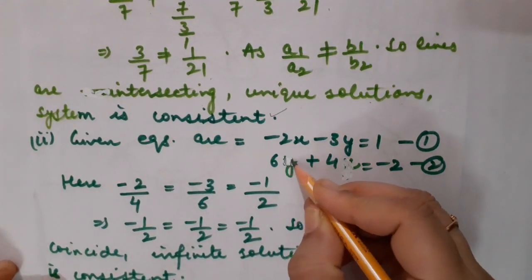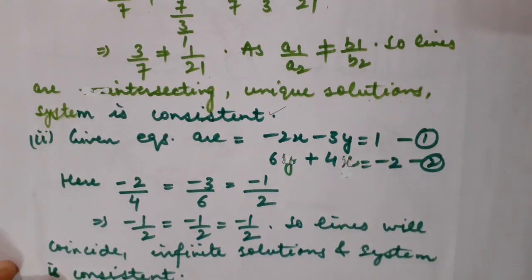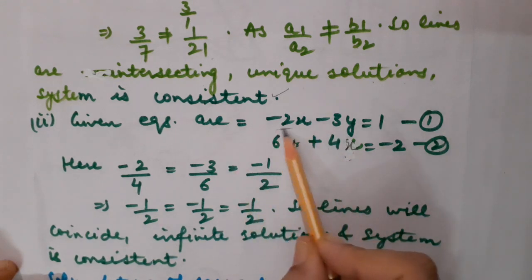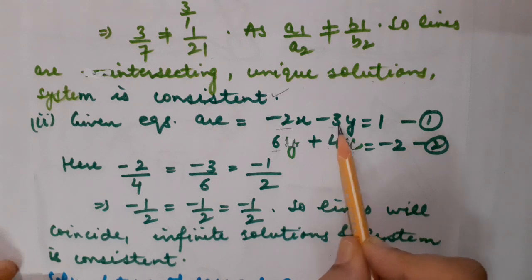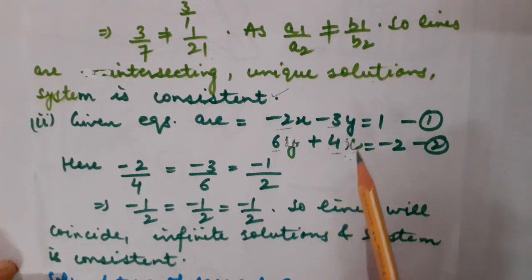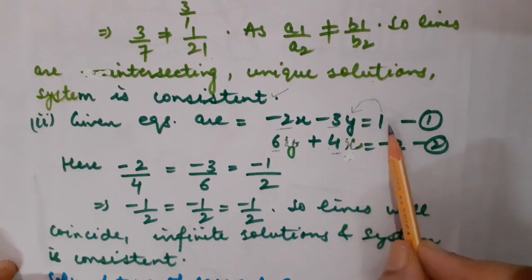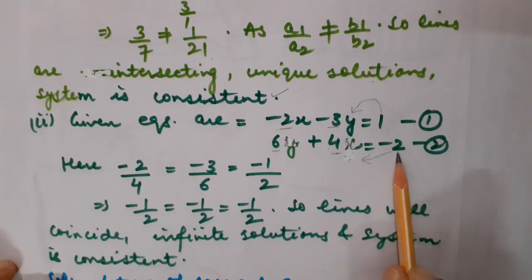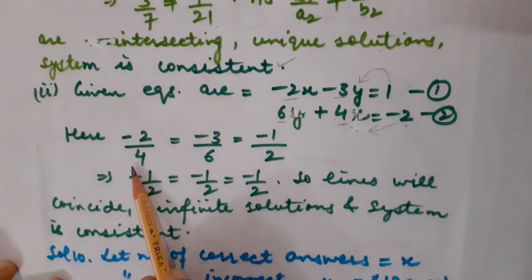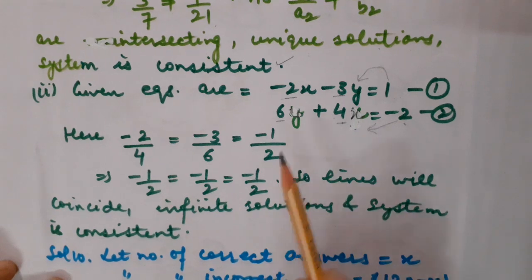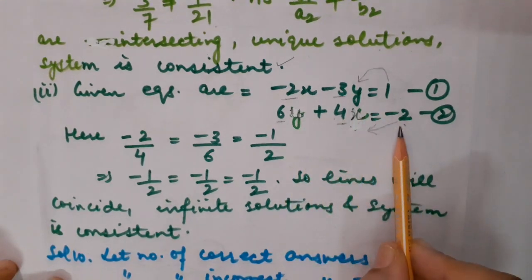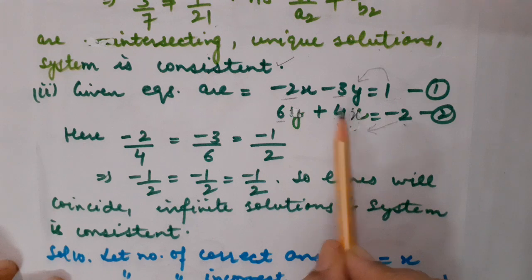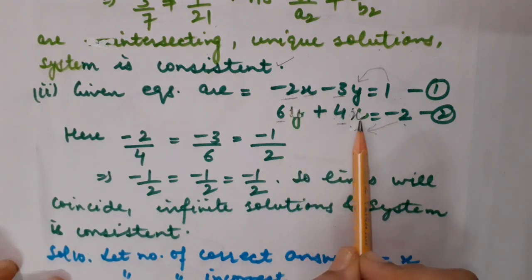This is y and this is x. Check them. After comparing both the equations with the generalized form, A1 is minus 2, A2 is 6, B1 is minus 3, B2 is 4. And I must bring this 1 on left hand side, it would become minus 1. So C1 is equal to minus 1 and C2 is equal to plus 2. Correct? So here you can see the ratio of the coefficient of x, y as well as the constant term. It will be minus 2 upon 4 because the coefficient of x will be compared with the coefficient of x.